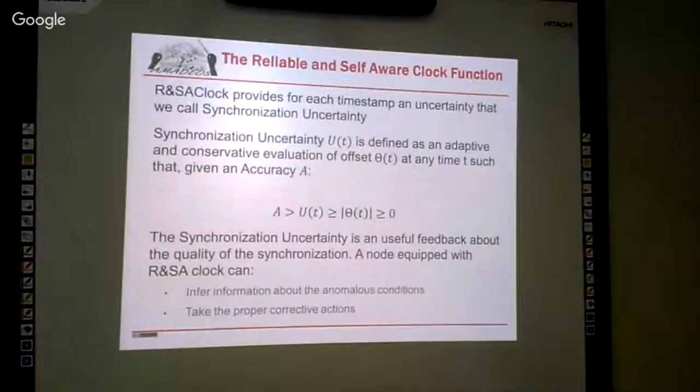The mechanism is more or less the following. We consider the concept of synchronization uncertainty. How sure are we that our time value is close to TAI? So we make a conservative evaluation of the offset at any point in time. We have an accuracy, which is a requirement. And you see, our estimation UT, the uncertainty, is greater than or equal to the offset and is kept smaller than the required accuracy. When UT becomes bigger than the accuracy, then we give up, because we are no longer providing a guarantee that the time base is reasonable.